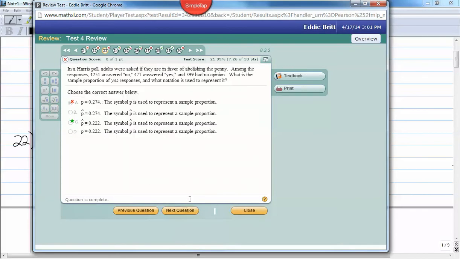All right, moving right along. In a Harris poll, adults were asked if they are in favor of abolishing the penny.